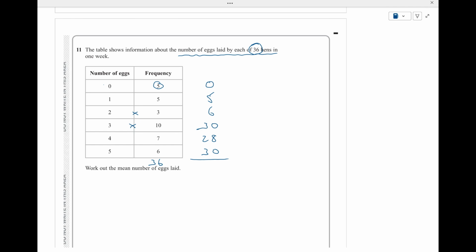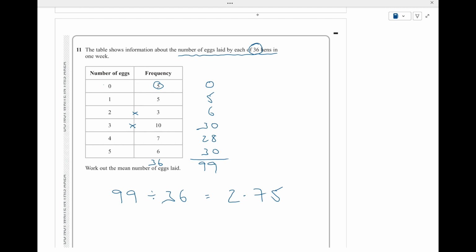So I'm just adding up that column now. I make that 99 eggs laid by the 36 hens. So the mean number of eggs is 99 divided by 36. So the mean number of eggs is 2.75 eggs per hen.